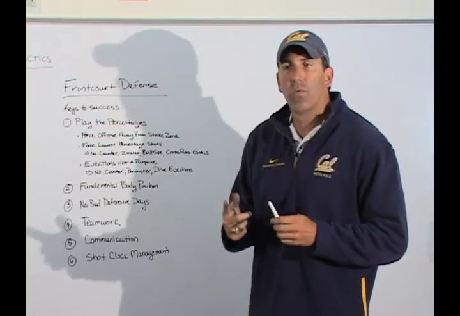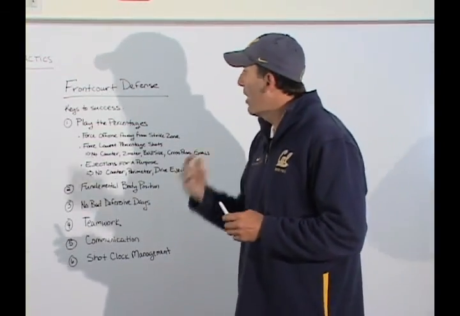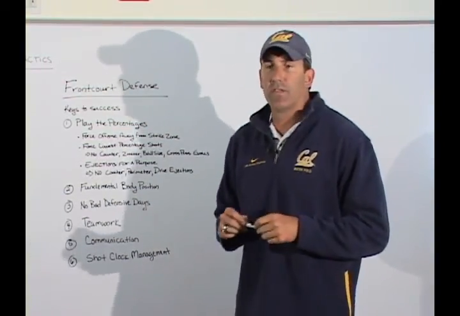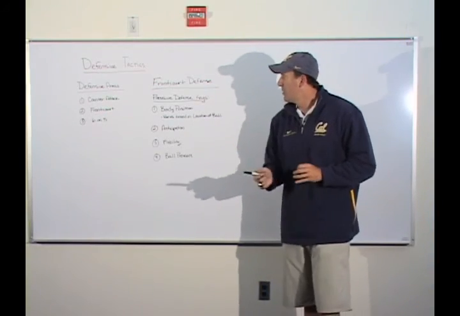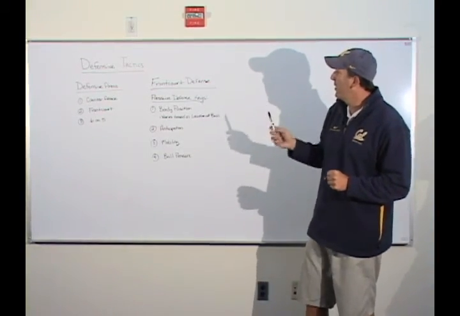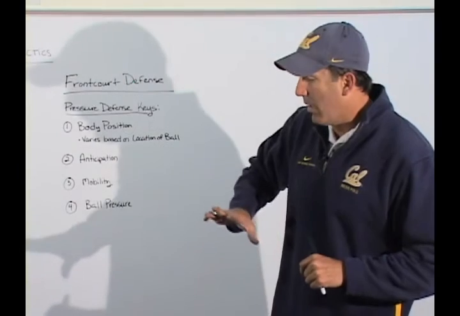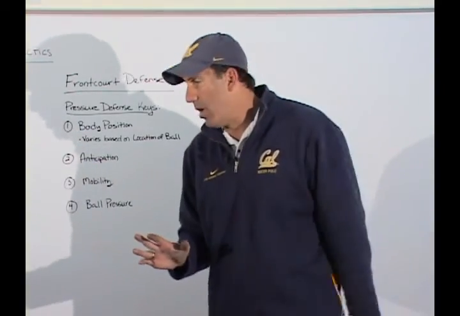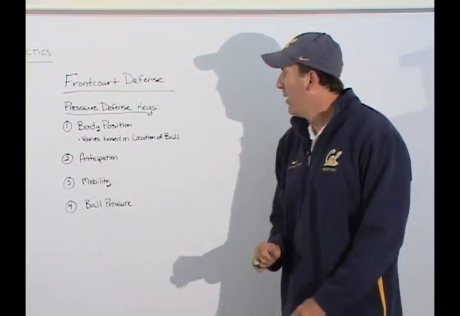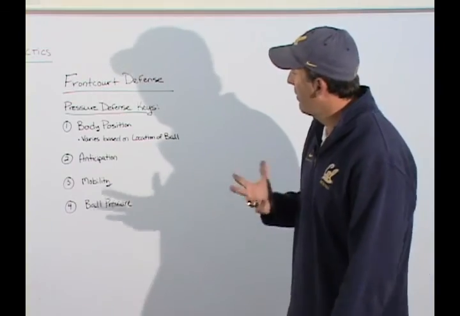The next thing we're going to look at is pressure defense and zone defense. Pressure defense, we're talking about the front court defense, and now we're going to focus on pressure defense. Keys to pressure defense are body position. We keep going back to that base fundamental body position. Hips are up, legs are moving. I'm between the player and the ball. I've got ball side position. So body position is going to be very important.